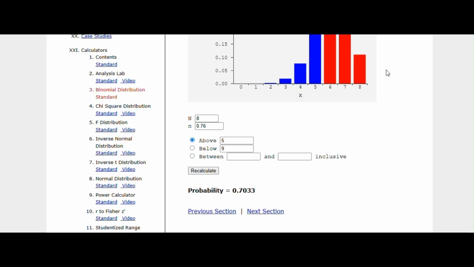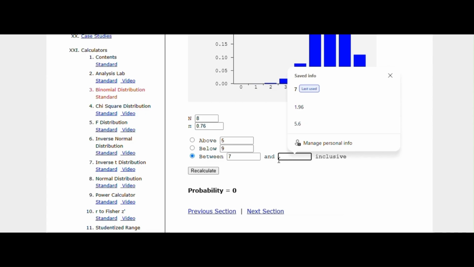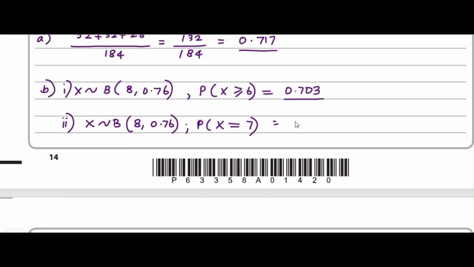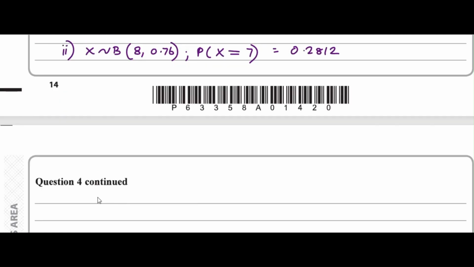Going back to the binomial distribution calculator, let's put between 7 and 7. And that gives us 0.2812. The expected value is always probability multiplied by the total number. Therefore, it is 0.2812 times 184. That's equal to 51.7.